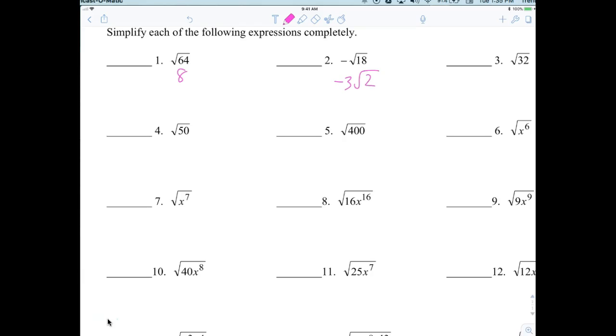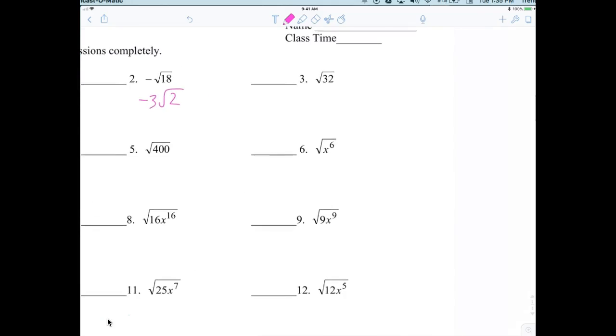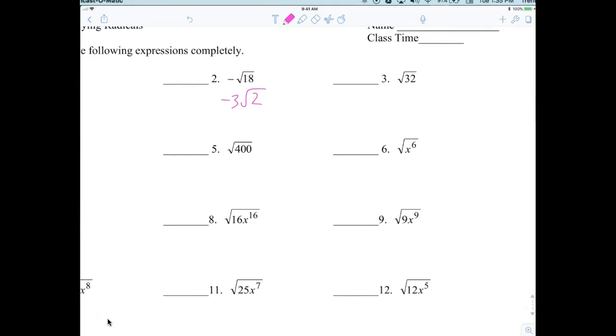Now, some of you guys who can't do that yet, you didn't see the perfect square in 18, which is 9. The square root of 9 is 3. The 2 is left behind. All right? 32 is a common problem. We already know what that is. That is 4 radical 2.